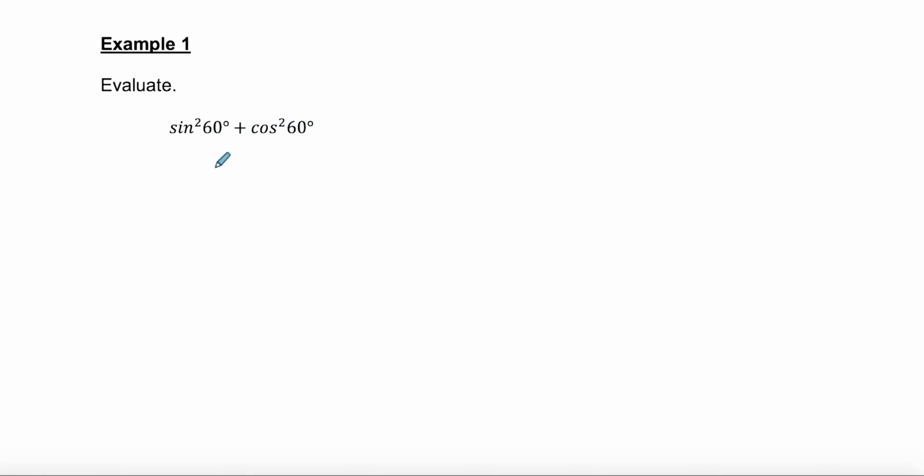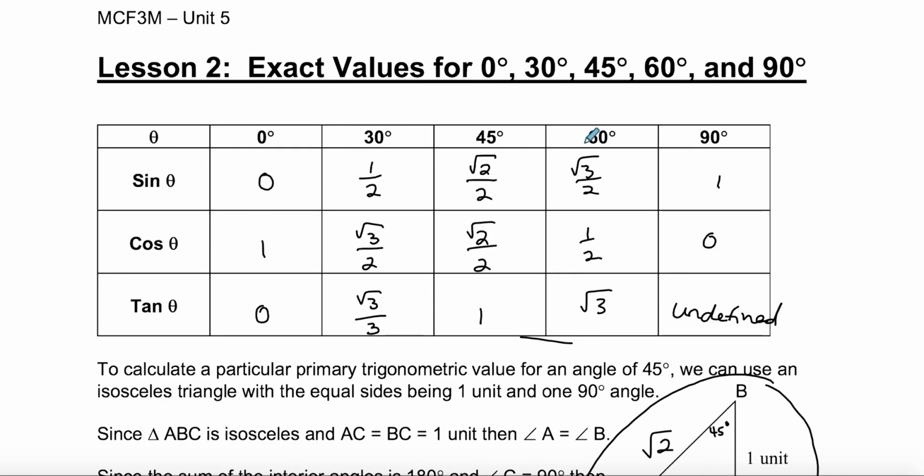This is just the way that it's written. So just note that sine of 60 squared is just written in that way. That's the same thing you could imagine as sine 60, squared. Okay, so it's just typical that this is the way you'll see that written. So what we need to know is, what is the sine of 60 and what is the cos of 60? So if you go back to your chart, sine of 60 is root 3 over 2, and the cosine of 60 is 1 over 2.